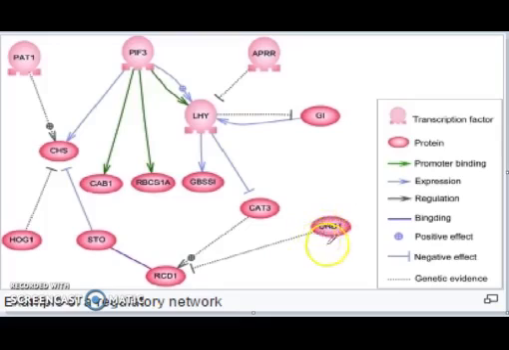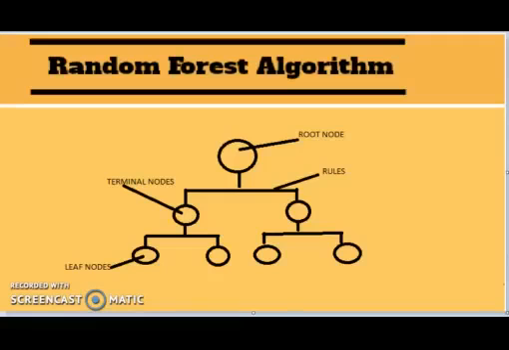This is an example of a GRN where the nodes represent the genes and the edges represent the regulation or the interaction relationship between the genes, which constitutes a gene regulatory network. Now we will see the implementation of the gene regulatory network. We have used the random forest algorithm.